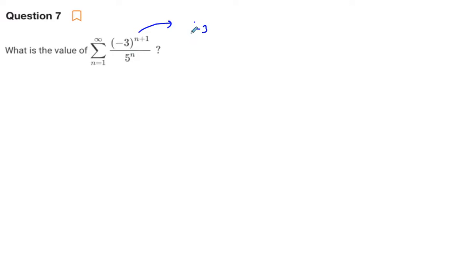Because we know that negative 3 to the n plus 1 is the same as negative 3 to the n times negative 3 to the 1. Rule of exponents. We would have added the powers together here. So I'm just going backwards and writing it out as the product. Well, this is just negative 3. So this is negative 3 times negative 3 to the n.